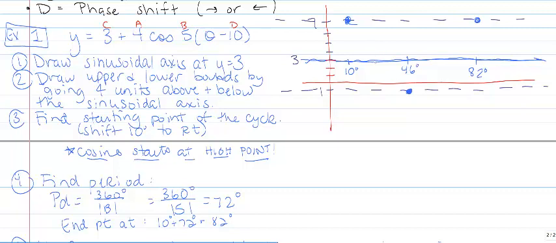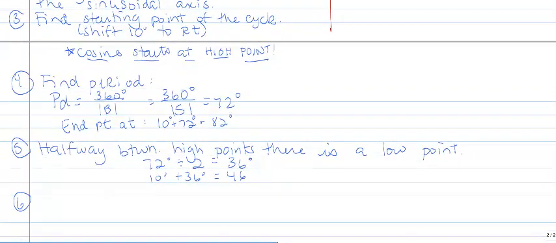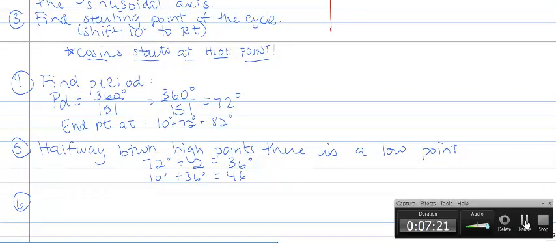And where is it going to cross? Well, it's going to cross exactly halfway between 10 and 46. Well, if you do 46 minus 10, divide that by 2, you're going to get 18 degrees. So 18 degrees here, and then you can add 18 degrees here, and that's where it's going to cross the sinusoidal axis. So I'm going to jot that down, then I'm going to graph it.